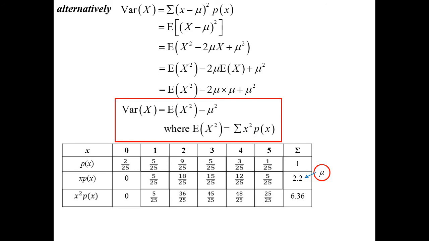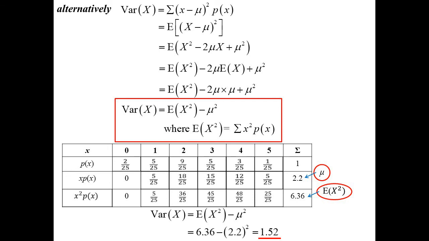Okay, so that 6.36 is not our answer. That's the expected value of x squared. To find the variance then, I'll go, okay, it's that answer that I just found, 6.36, minus the answer we found for the average squared. And what do you know? It's 1.52.